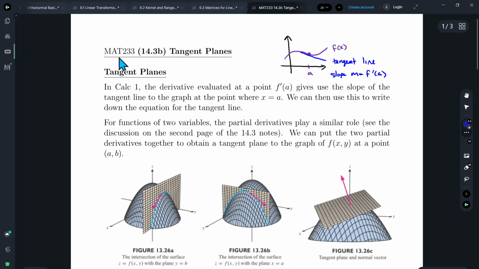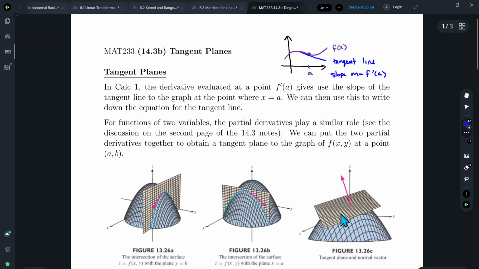Okay, so let's talk about tangent planes. If you remember back in Calc 1, the derivative tells us the slope of the tangent line. So we can visualize it here, where we have the function f of x in purple, and if you calculate the derivative at the specified point A, that tells you the slope of this tangent line in blue. So what we want to do for functions of two variables is to construct a similar object, which will now be a tangent plane to the surface that represents the graph of the function.